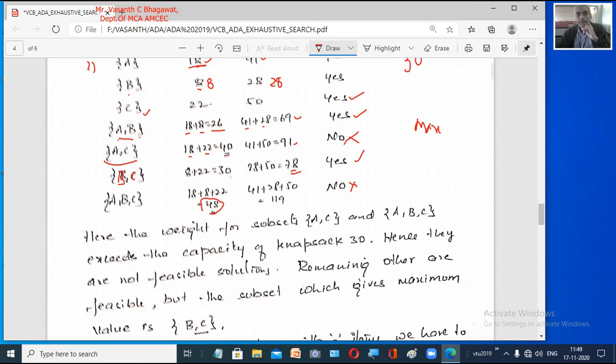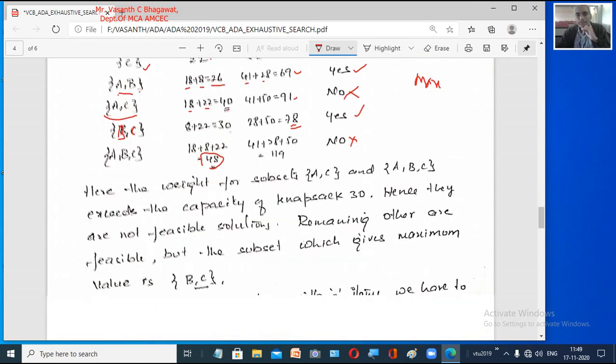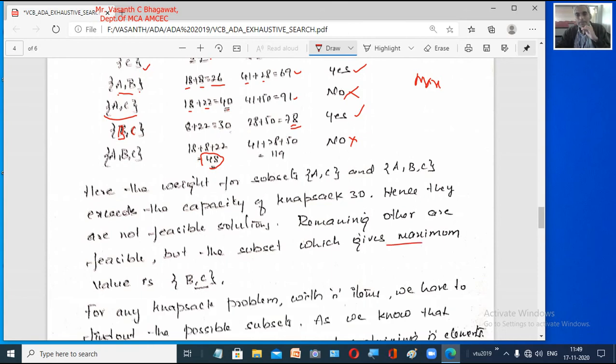So that is items B and C. This item set B and C is the one which gives you the maximum value or maximum profit. So you are going to select the items B and C. If you select any other items, either the profit will be less or the weight will be more than the capacity of this knapsack. So that is the optimal solution for this particular knapsack problem using exhaustive search.